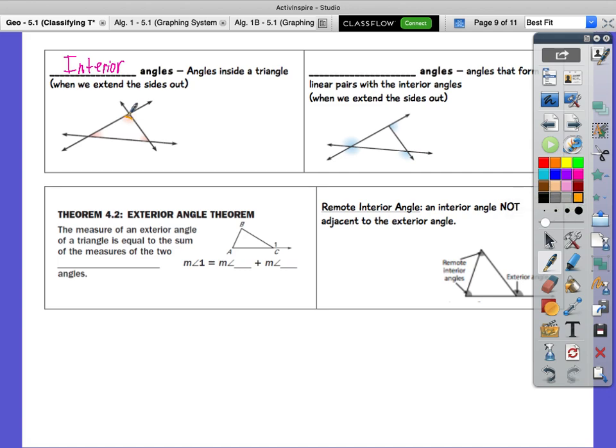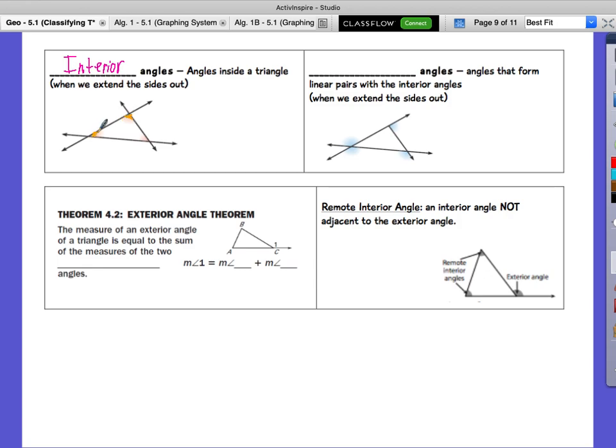So we have this angle, and this angle are still going to be the interior. I'm just coloring them so we know which ones we're talking about. And what did we say we know is true about the interior angles? They add up to 180 degrees.